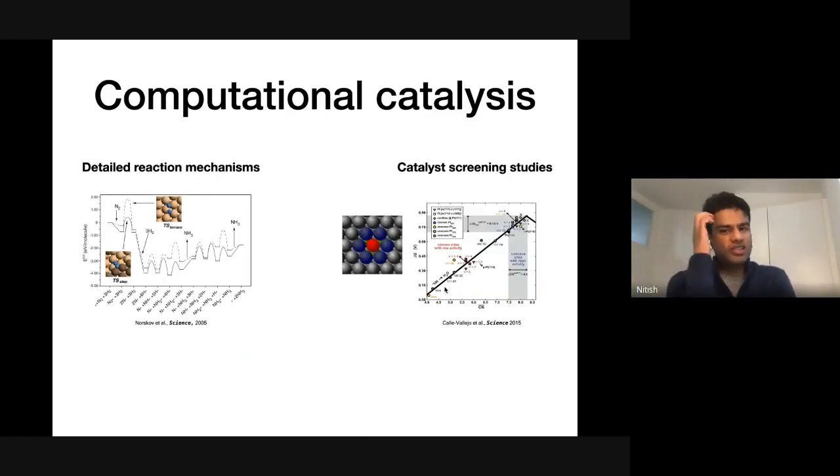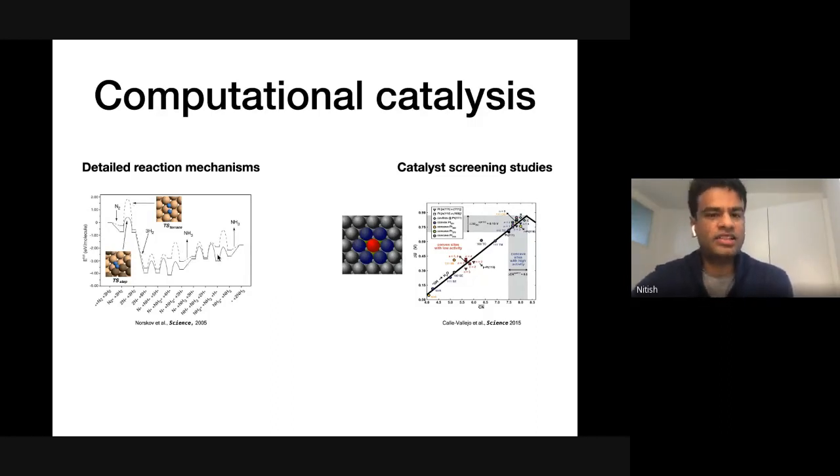So what I want to do now is give a very brief overview of my area of interest, which is computational catalysis. I don't have the time to really go in depth, but I'll give a very broad overview. In my opinion, there are two main areas in computational catalysis. One of them is doing detailed mechanistic studies. What's shown here is a free energy plot. You're probably familiar with this. It shows the different steps in the catalytic reaction and the activation barriers for each of these steps.